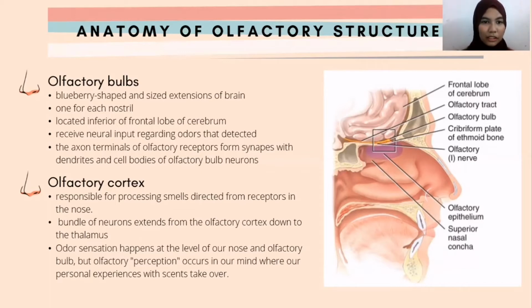Next, the olfactory cortex. The olfactory cortex is responsible for processing smells directed from receptors in the nose. A bundle of neurons extends from the olfactory cortex down to the thalamus. Odor sensation happens here at the level of our nose and olfactory bulb, but olfactory perception occurs in our mind, where our personal experiences with the sense take over.